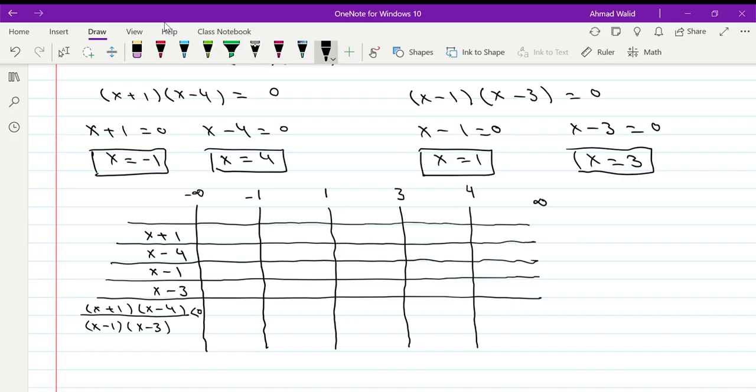x plus 1 becomes 0 at negative 1. We already solved, we already know. Left side negative, right side positive. x minus 4 becomes 0 at 4. Then the left side negative, the right side positive. x minus 1 becomes 0 at 1. Left side of 0 negative, right side of 0 positive. x minus 3 becomes 0 at 3. This one negative, this side positive.